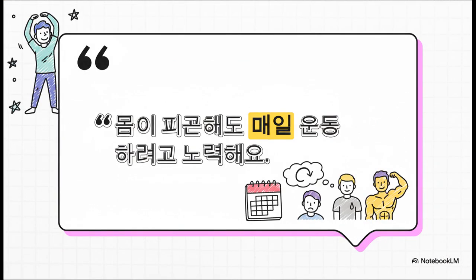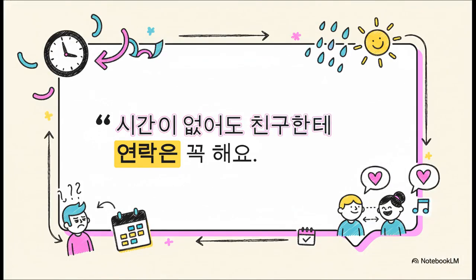Let's keep the momentum going with number 3. This one's about determination. 몸이 피곤해도 매일 운동하려고 노력해요. Which translates to, even though I'm tired, I try to exercise every day. Great example. You're probably getting the hang of it now.